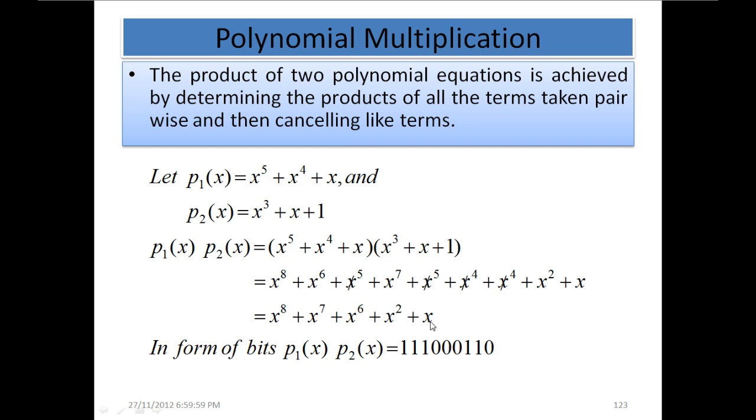Now when we write a polynomial in bit form, the simple thing is that we write all the terms which are present as 1, and the terms which are absent as 0. So x raised to the power 8 is 1, 7 is 1, 6 is 1, x to the power 5 is missing, so it is written as 0. X to the power 4 is not there, so it is also 0. X to the power 3 is not there, so it is 0. X to the power 2 is there, so it is 1. X is there, so it is 1, and x to the power 0, the constant, is absent, so it is written as 0.